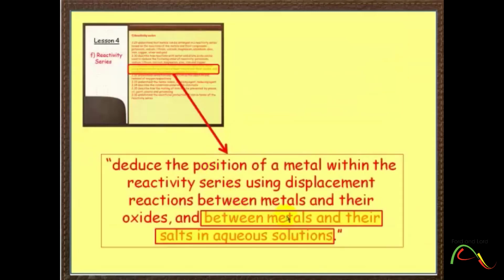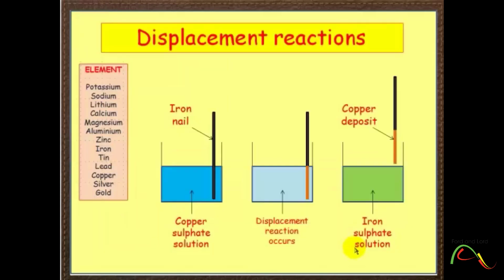Okay, the second stage was between metals and their salts in aqueous solutions. Let's look at an example. Now here we've got copper sulfate solution, lovely blue colour. We're going to stick into it an iron nail. Now think, where's iron? There's iron there. Where's copper? Down there. Iron is the more reactive of the two, isn't it? So can you see what's going to happen? Okay, iron is going to kick copper out of its solution. So what happens? A displacement reaction occurs.